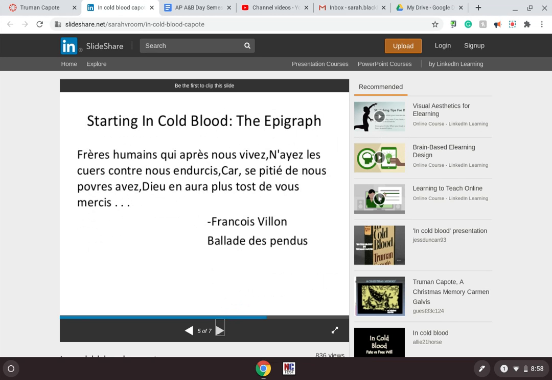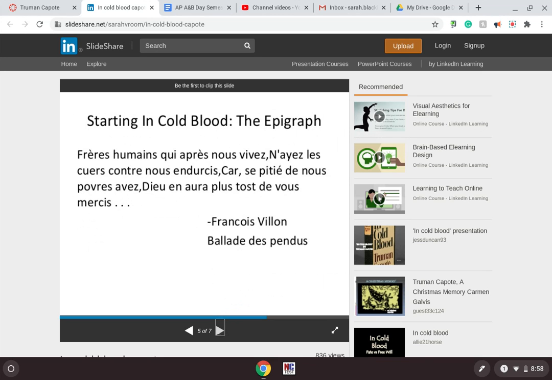So, looking at In Cold Blood, we talked about epigraphs with Fahrenheit 451. So we have another one for In Cold Blood. If you're looking at your book and you find the page that has the title of part 1 on it, The Last to See Them Alive, very dramatic, if you flip a page back from that, you'll see this little French poem.